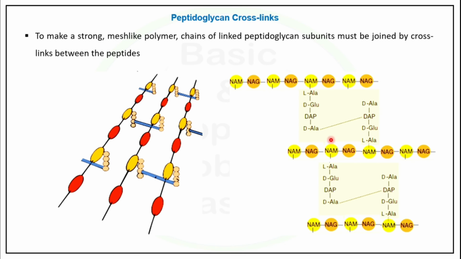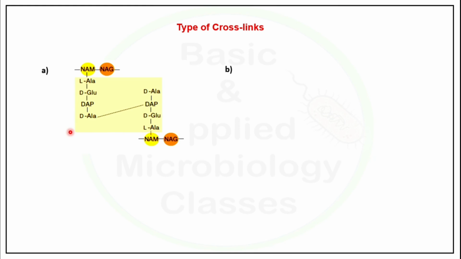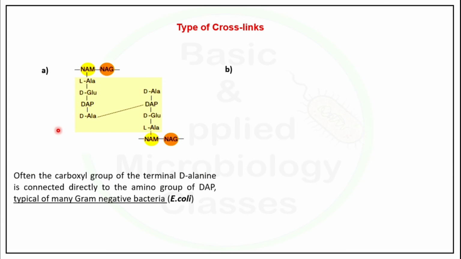Cross-linking will be there. So what are the types of cross-linking and how cross-linking occurs, that we need to see further. Now we are coming towards types of cross-links in the case of peptidoglycan. This is picture A, and it shows us peptidoglycan cross-linking for many gram-negative bacteria.